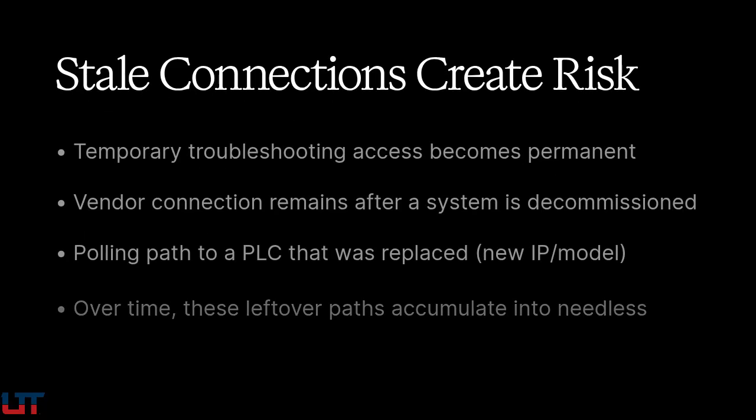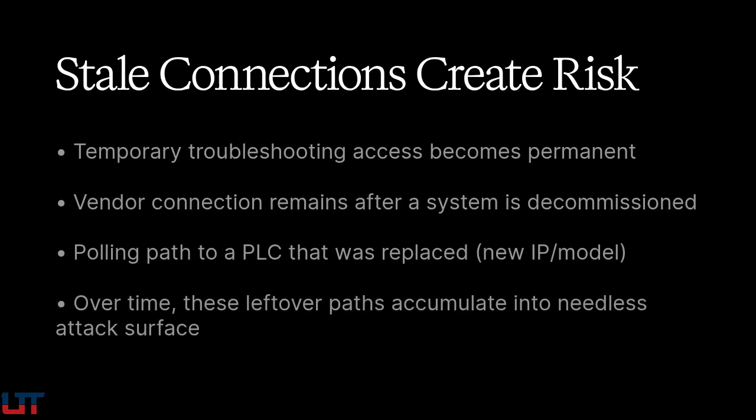A connection that was justified when it was created may no longer have a business reason. A temporary troubleshooting path that became permanent. A vendor connection for a system that was decommissioned last year. A polling path to a PLC that was replaced by a different model with a different IP. These paths can accumulate over time, and each one represents an attack surface that exists for no current operational reason.